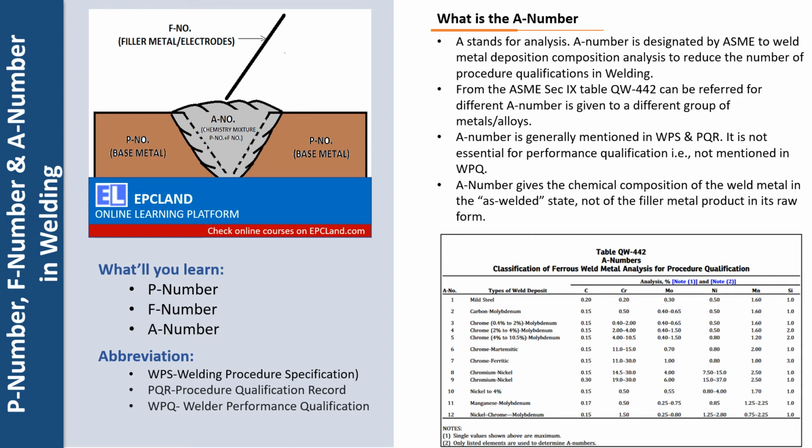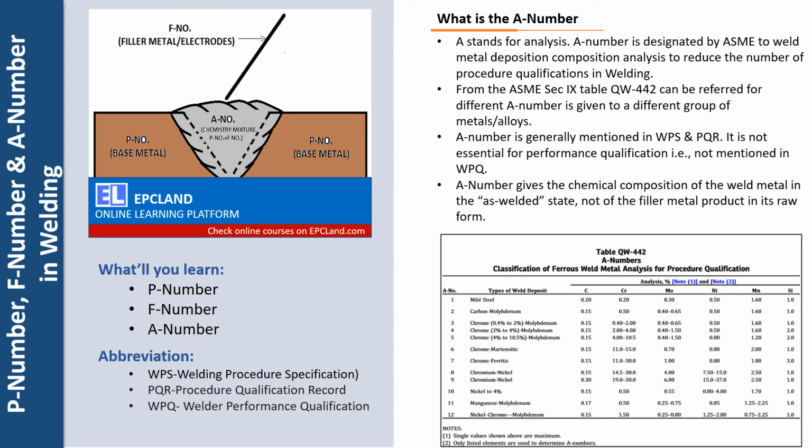Now there is another number, that is A number. It stands for analysis. Again, ASME codes give us A numbers, that is the chemistry of the mixture, P number plus F number. It has the properties which this welded portion will have. So we are allocating a number to such weld points. From ASME Section 9, this table we can refer to and get the A numbers. These are generally mentioned in welding procedure specification and procedure qualification records.